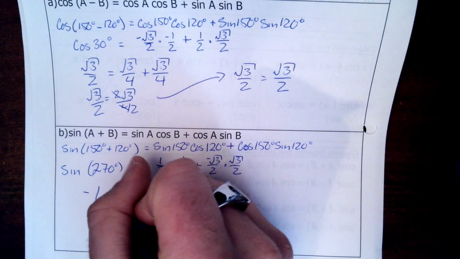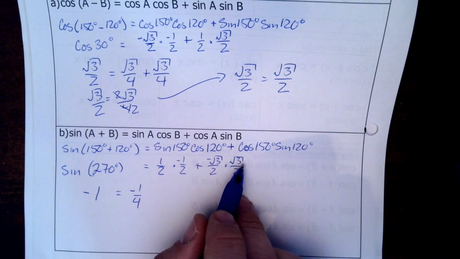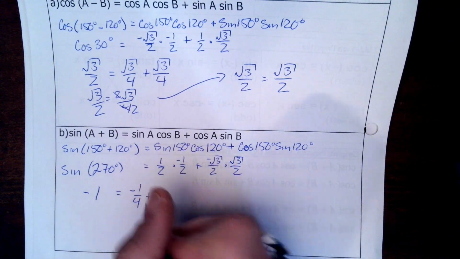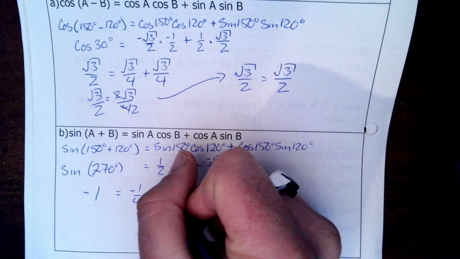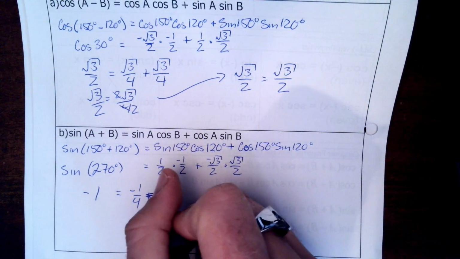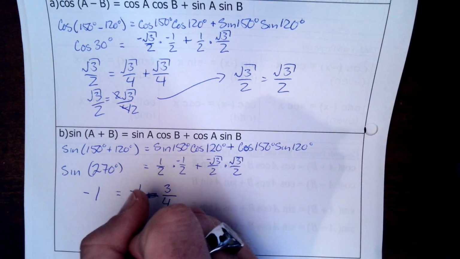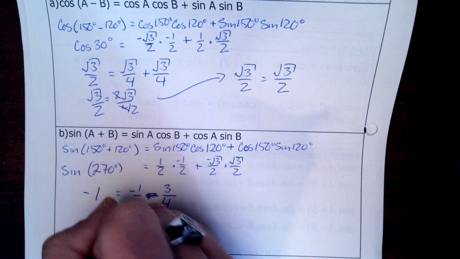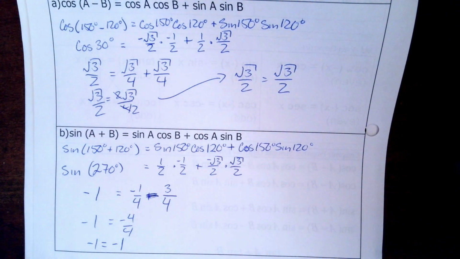1/2 times negative 1/2 is negative 1/4. Negative root 3 times another root 3 would be negative or minus. Root 3 times root 3 is just 3 over 2 times 2 is 4. So negative 1 over 4 minus 3 over 4 is negative 4 over 4. And negative 1 is the same thing as anything over itself.